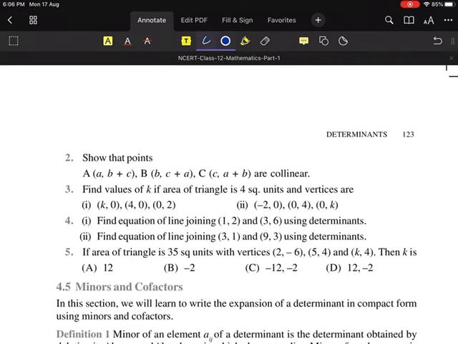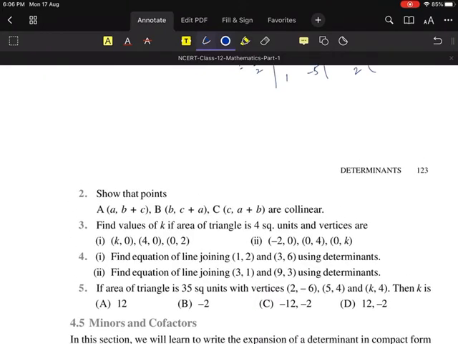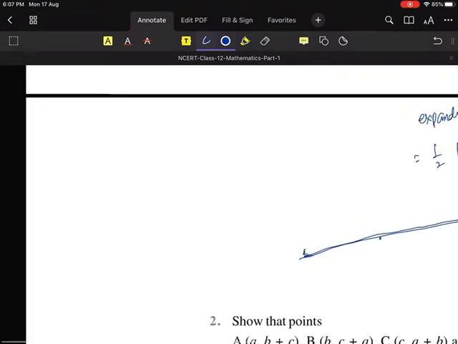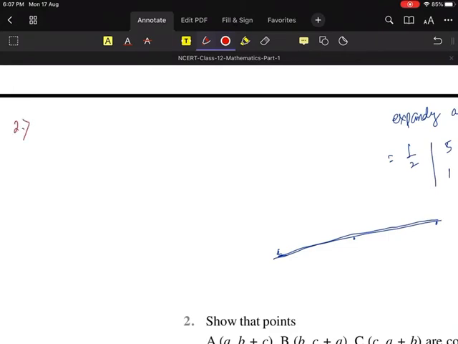Now, show that the points A, B, C are collinear. Now, if we have three collinear points, one here, one here, one here, can you form a triangle with these three collinear points? No. Suppose there is a triangle formed by these three collinear points, what will the area be? Zero, because there is no triangle formed, right? So the area of the triangle will be zero. So in order to prove three points are collinear, we need to show that the area formed by the three points will be zero, right? Understood? So let's do it.